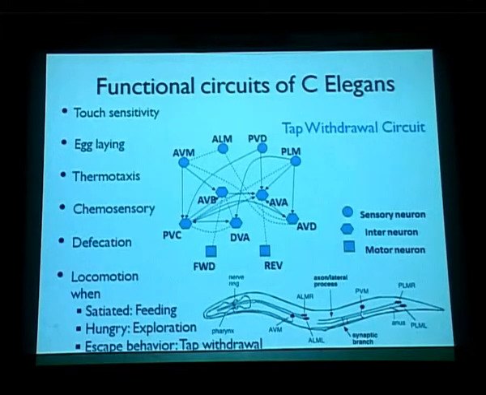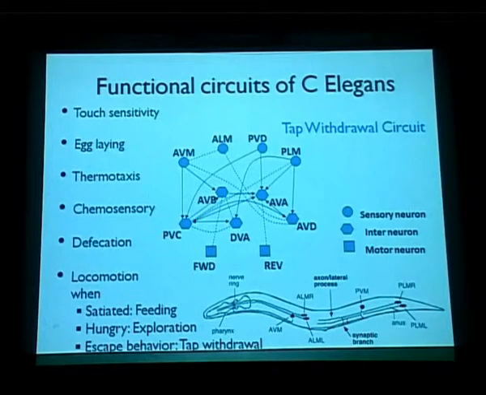So having gone through all this, we of course wanted to look at whether the functional circuit neurons, which have all been experimentally identified, can show up some pattern with an analysis like this. So we have considered 8 functional circuits: that's individually egg laying, thermotaxis, chemosensory, defecation, and locomotion, and locomotion has been divided into 3 circuits: satiated while feeding, hungry, which is exploration, and tap withdrawal. So I think the audience by now is primed about the tap withdrawal circuit, which has been so well presented.